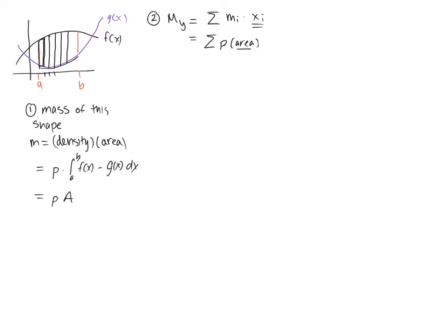What is the area of one of those little boxes in general? It's a little rectangle, right? What's the rectangle's height? f of x minus g of x. We'll say f of x sub i minus g of x sub i. And what is its width? Delta x. And then you have this x sub i thing, and that came from the moment formula that told you to take into account how far over that piece is.